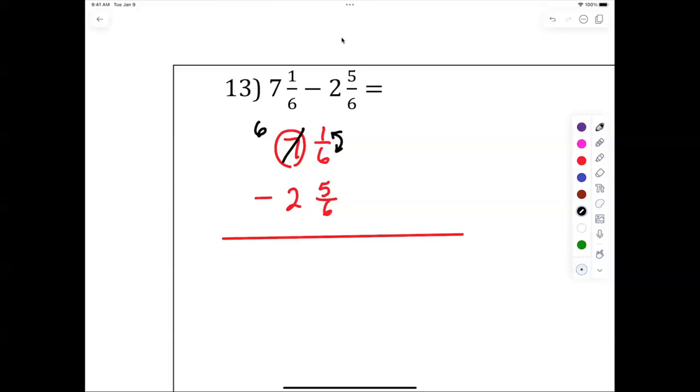What do I do with the numerator and denominator when I borrow? Say it. You add them. That's correct. So the 1 doesn't become 11. The 1, cross that out and make it a what? Nope. 7. Why is it 7? Because you're adding the 1 and the 6 together.